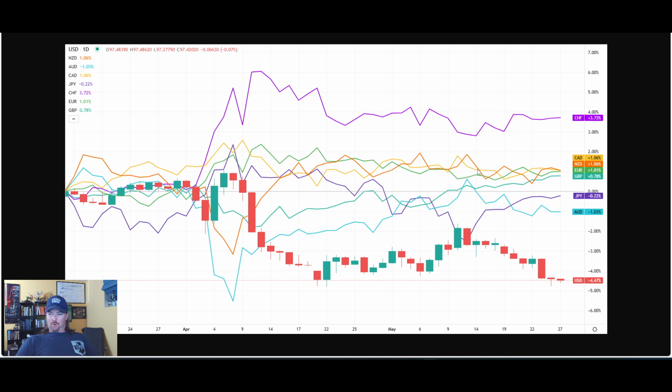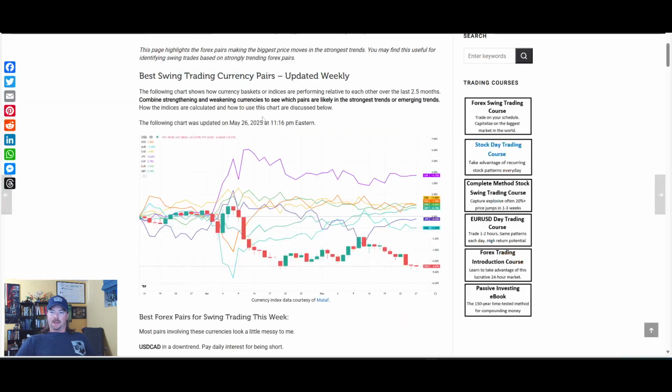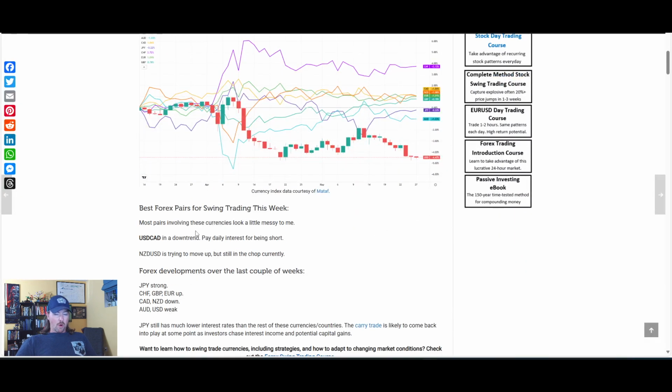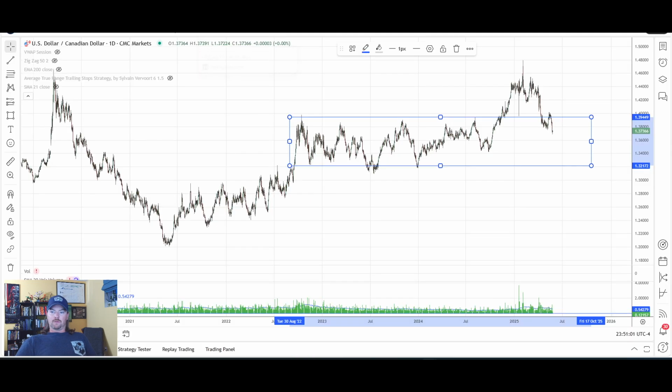You can see quite a few of them really flat recently. The yen's had a bit of a move up, but a lot of flatness out there. And so you can see in my notes here, I put most pairs involving these currencies are looking a little bit messy to me. If we go to, so this is the Canadian dollar.